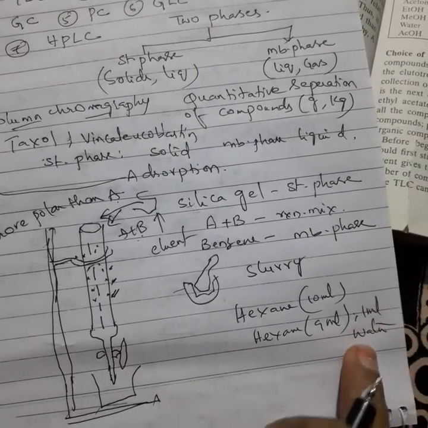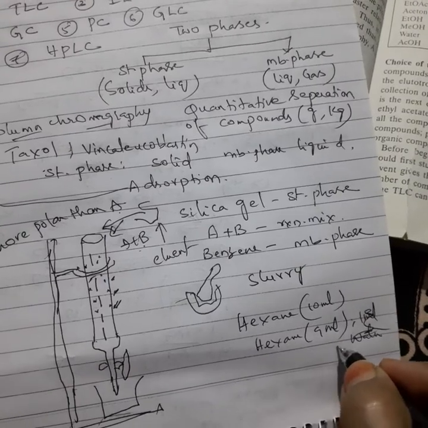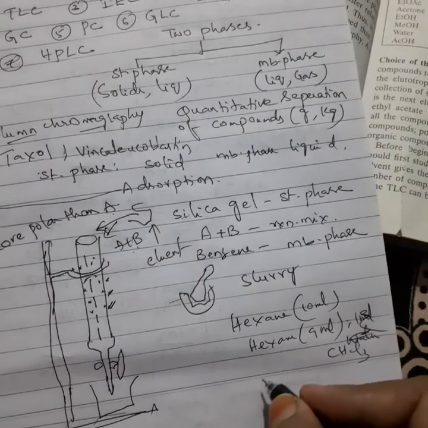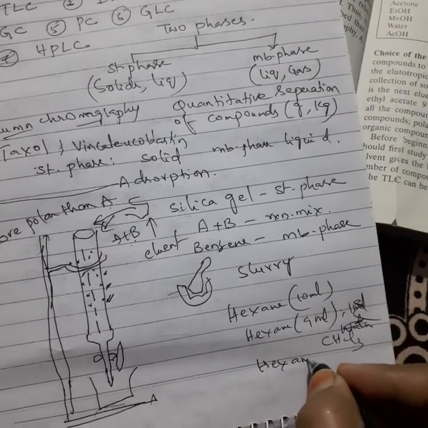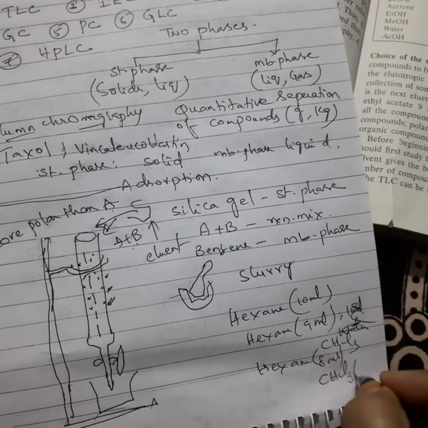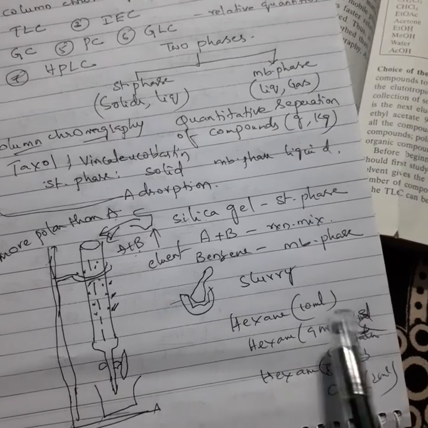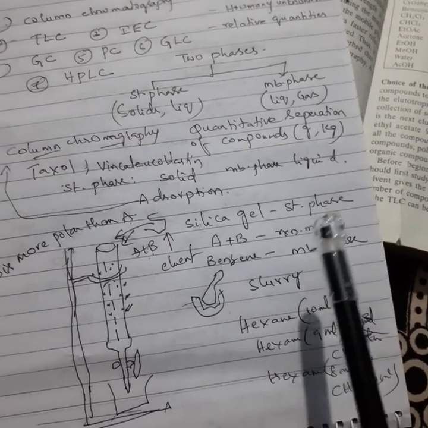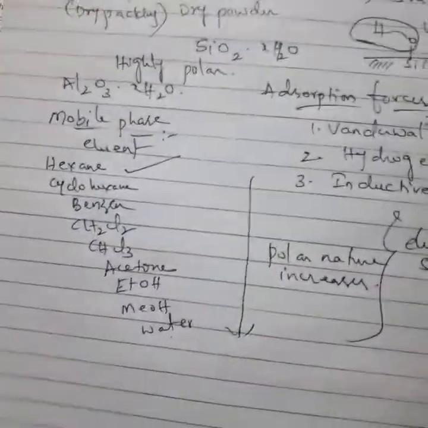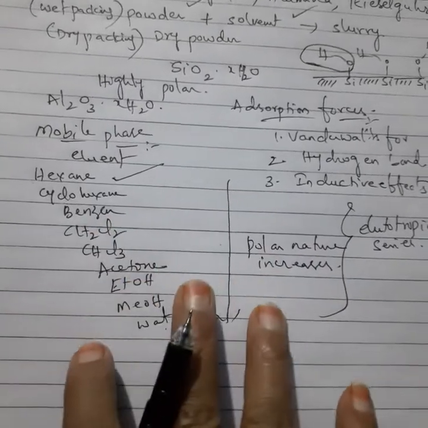Not directly water. First you take CHCl3, and if still the separation is not fast, in such conditions take 8 ml hexane and add 2 ml CHCl3. Like this, you need to increase the polar nature of this eluent so that the separation of A and B also increases. So that is the story behind the mobile phase.